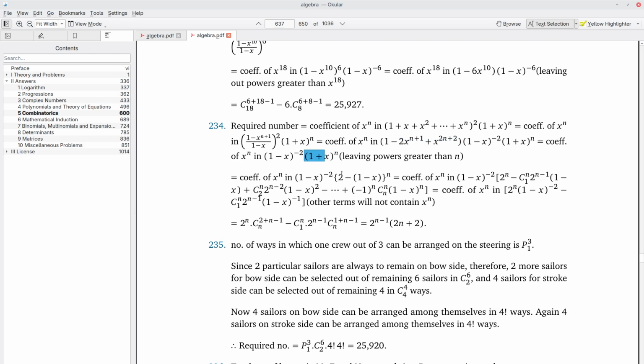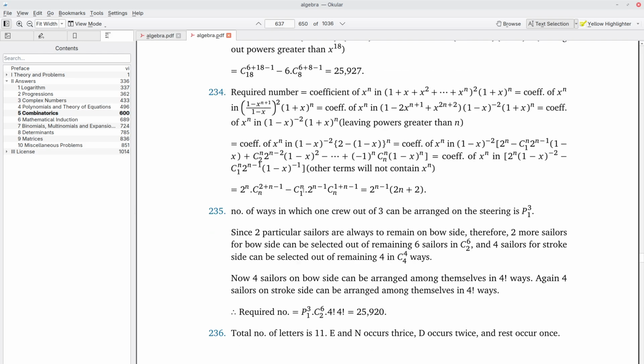Now we write 1 plus x as (2 minus (1 minus x)) whole to the power n. And then we expand the second one using the binomial theorem. We get (1 minus x) to the power minus 2 multiplied by [2 to the power n minus nC1 2 to the power n minus 1 (1 minus x), and so on]. And finally, you will have the coefficient of x to the power n in 2 to the power n (1 minus x) to the power minus 2, minus nC1 2 to the power n minus 1 (1 minus x) to the power minus 1. Other terms will not contain x to the power n. So then you write the coefficients and you get the answer 2 to the power n minus 1 into (2n plus 2).